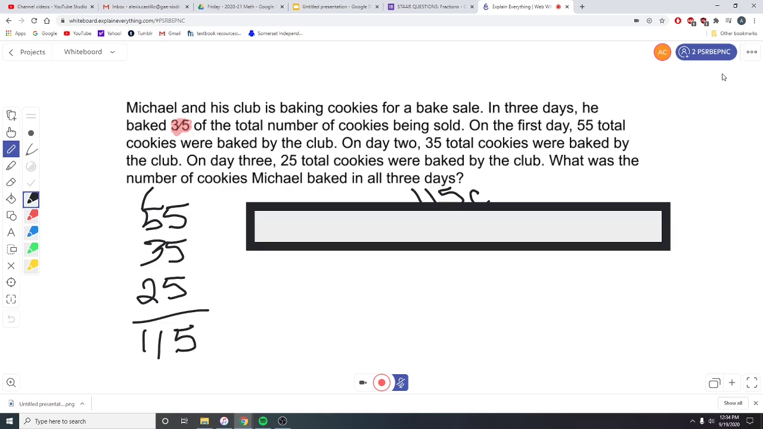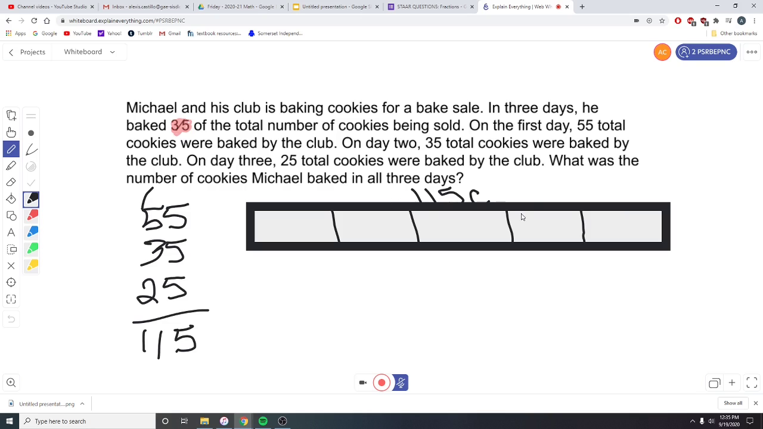So let's go ahead and cut this bar into 5 pieces and make sure that they're equal. I'm going to try to make this as equal as possible. So 1, 2, 3, 4, 5. I've cut this bar into 5 equal pieces. Remember that the total bar equals 115 cookies. Well, I don't care about how much the whole bar is. I need to know how much each part of these sections is worth.